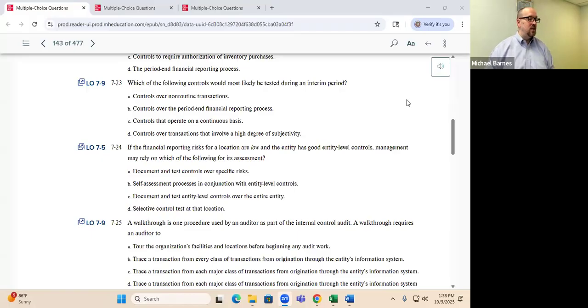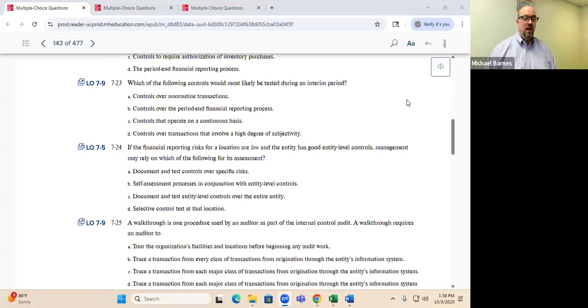Controls over transactions that involve a high degree of subjectivity. What does that term subjectivity mean? Yeah, judgments. It can change. It's basically dependent on who it is that's making the decision. Subjectivity is one of those things that changes with different perspectives, and that's the case.